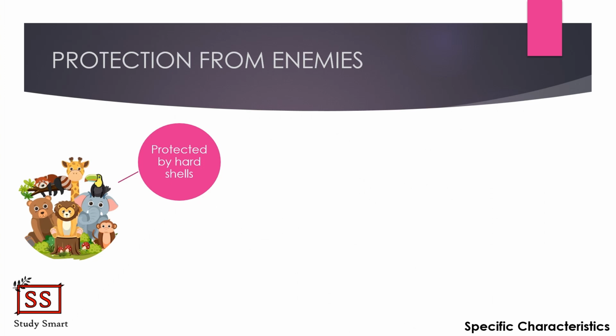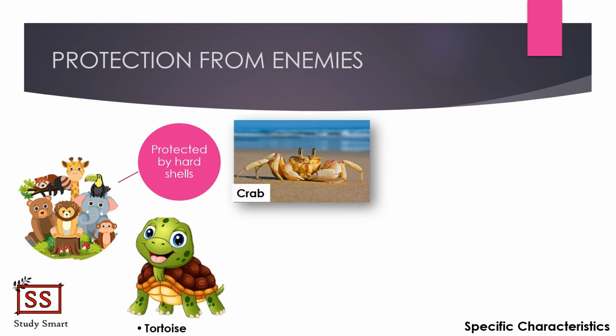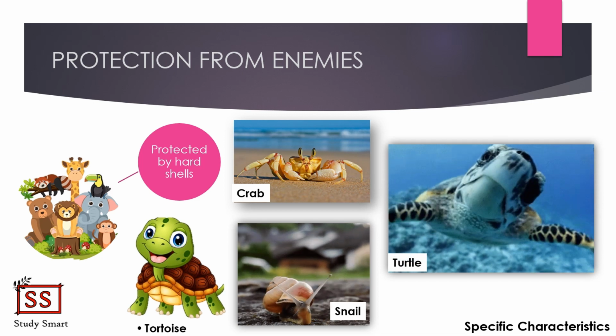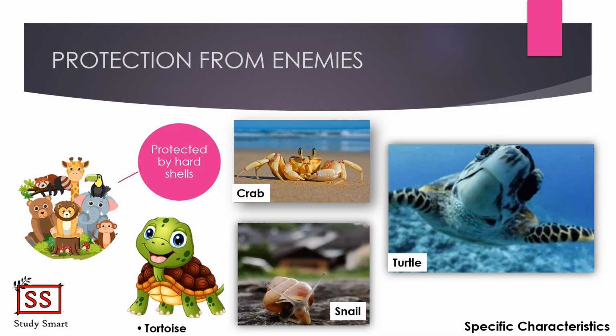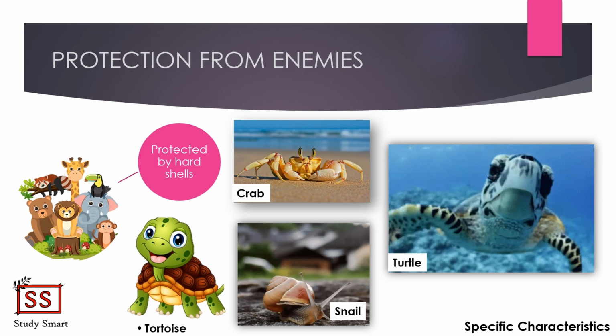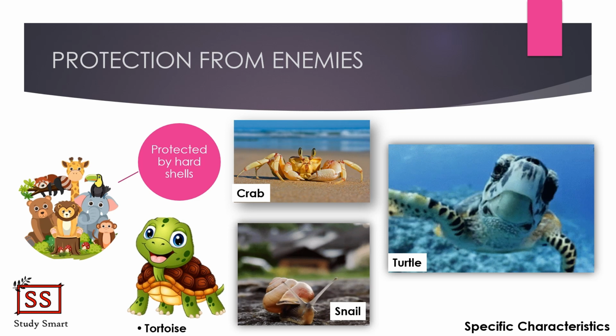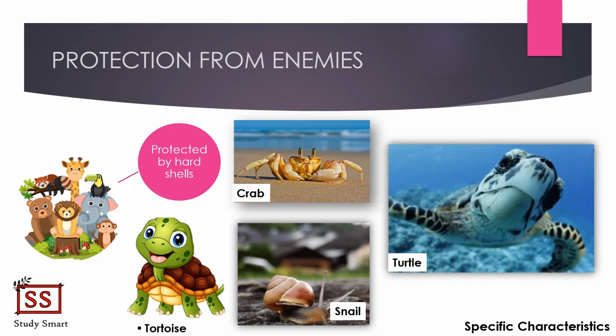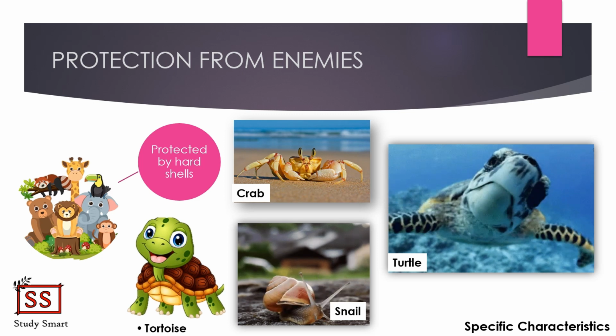We will look into each of these characteristics in detail. The first characteristic is being protected by a hard shell. Examples of animals are tortoise, crab, snail, and turtle. These animals have hard shells that help to cover the animal's most vulnerable parts such as the head, tail, and legs. When they are in danger, they can easily withdraw these vulnerable parts into their hard shells, making it difficult for the enemies to reach them.